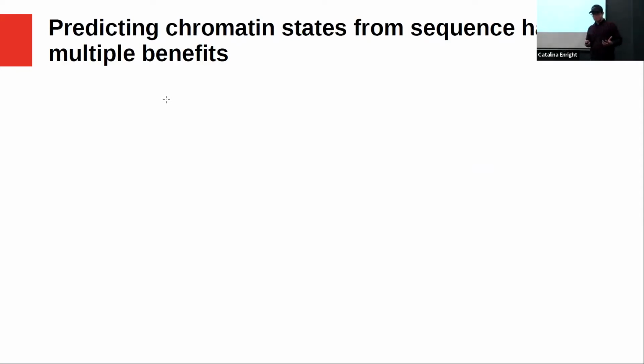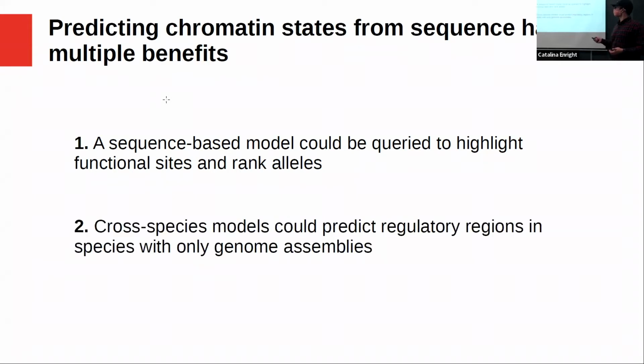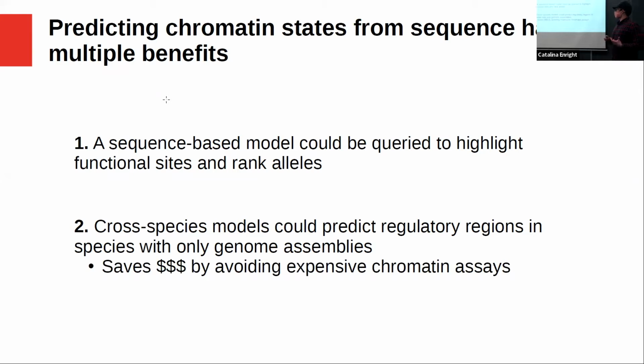So predicting chromatin accessibility and DNA methylation directly from sequence could have a number of different benefits. The first one is that a sequence-based model could be queried to highlight functional sites and rank alleles. It could be similar to a BLOSUM score and really just serve to narrow down to the top X variants based on effect size. The second important point is that if we get good cross-species models, then we'd be able to predict regulatory regions in species that we haven't done these assays in, where we only have genome assemblies. And this could save time and money by avoiding these relatively expensive chromatin assays.